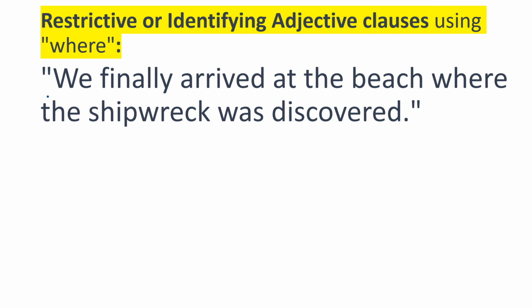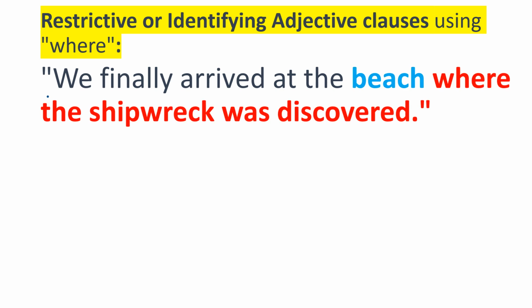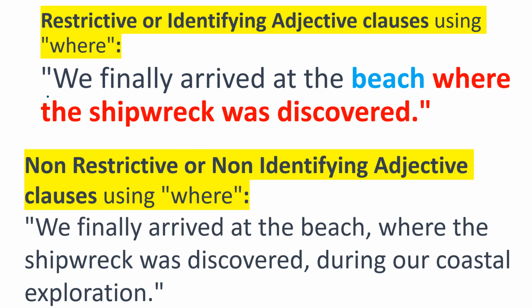We finally arrived at the beach where the shipwreck was discovered. Where the shipwreck was discovered is the adjective clause and it's describing the beach. We finally arrived at the beach where the shipwreck was discovered during our coastal exploration. In this sentence, where the shipwreck was discovered is acting as a non-restrictive or non-identifying adjective clause.